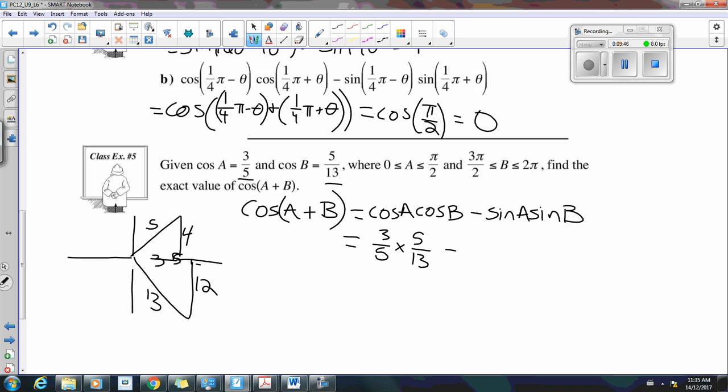Sine of A, well, this is our angle A here, so it must be 4 over 5. Sine of B is 12 over 13. And we should check our signs, because not everything's in quadrant 1 now. So here, this is in quadrant 4, so the sine of the angle will be negative. So this becomes, you just put it all in your calculator and you will get 63 over 65.